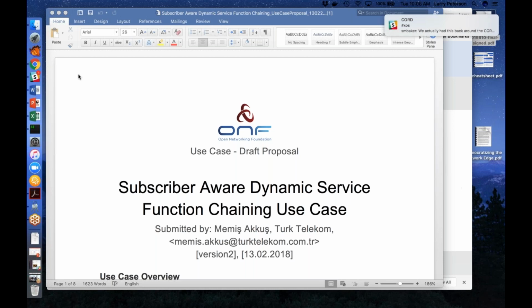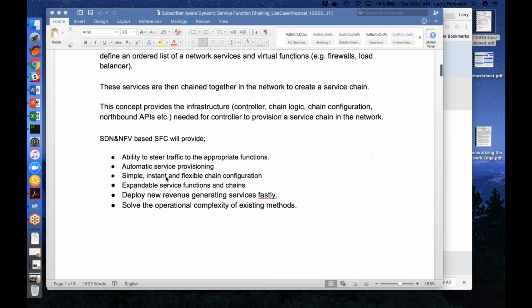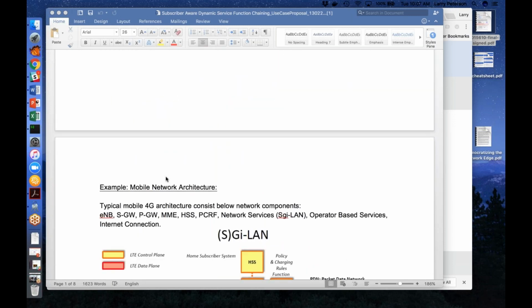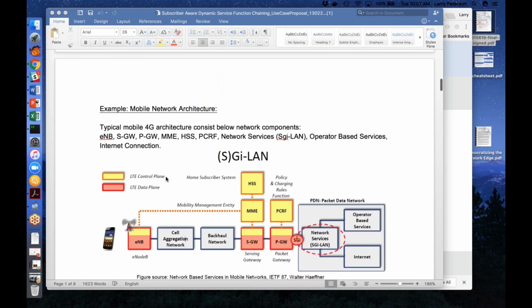Okay, so the requirement boils down to two main things. One is being able to assign a subscriber to a service chain. And then the other one is around being able to chain both VNFs and PNFs. So if you look at the proposal. I didn't understand the second part. Can you repeat the second part, please?